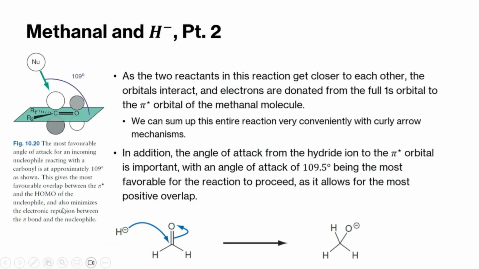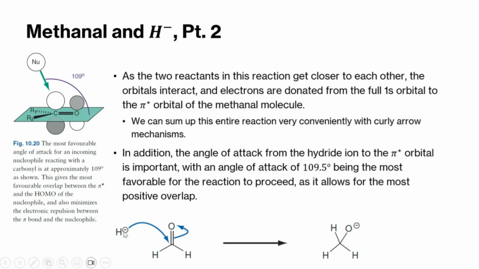Next, I want to go over some angle of attack. As the two reactants in this reaction get closer to each other, the orbitals will of course interact, and electrons are donated from the full 1s orbital of the hydride ion to the pi antibonding orbital of the methanol molecule. And we can sum this entire reaction very conveniently with curly arrow mechanisms.